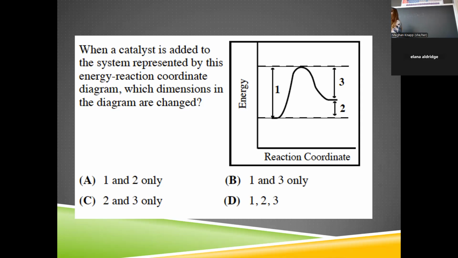No, 2 won't change. That's our enthalpy of the reaction, right? What about 3? If the hill is lower, does 3 change? Yeah. So our answer then is going to be B, 1 and 3 only.